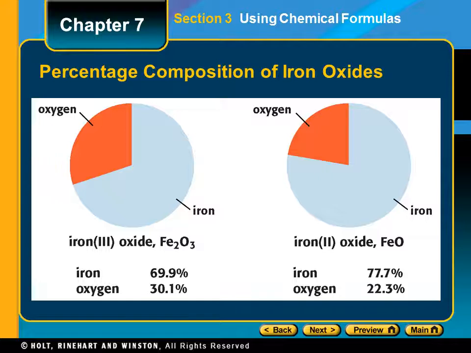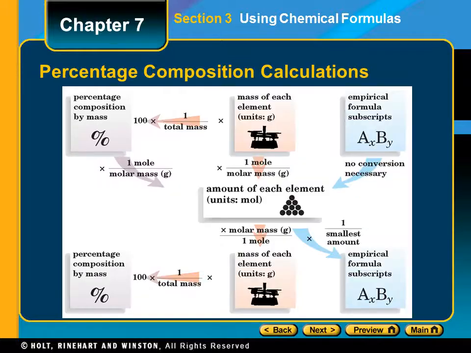So in iron 3 oxide, Fe2O3, iron is always 69.9%, oxygen is always 30.1%, no matter how much of the iron oxide you have. In iron 2 oxide, FeO, iron is always 77.7%, and oxygen is always 22.3%. Always, no matter how much iron 2 oxide you have. If you need to, memorize this. Here's your conversions, right? Percentage composition by mass. You work this, it'll get you in the direction you want to go.